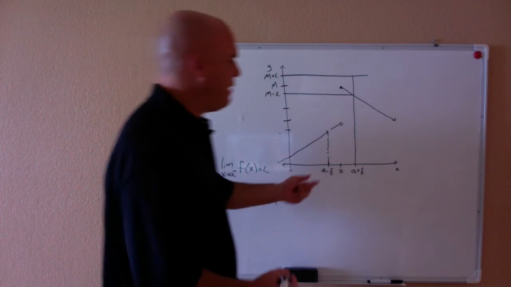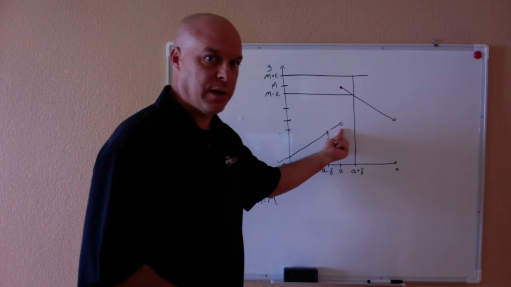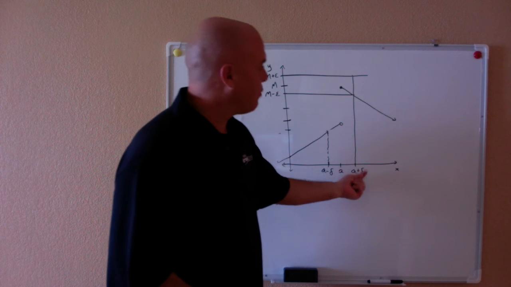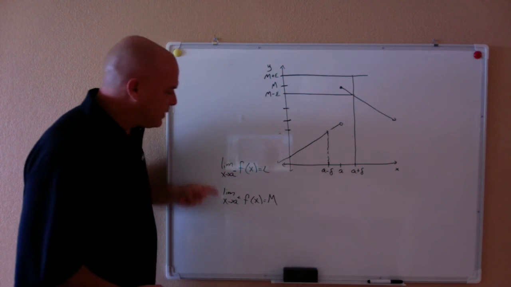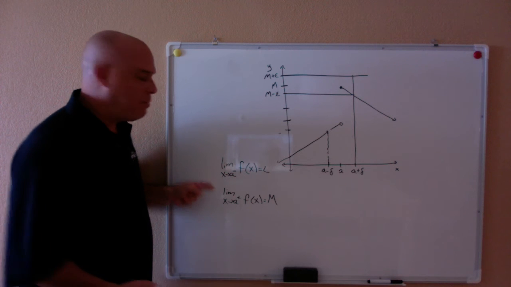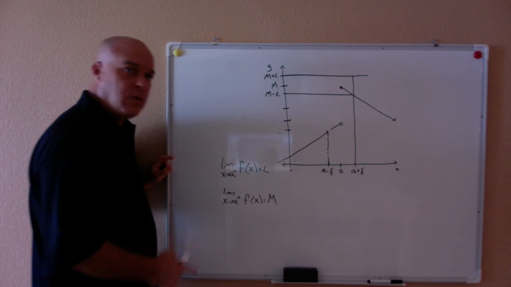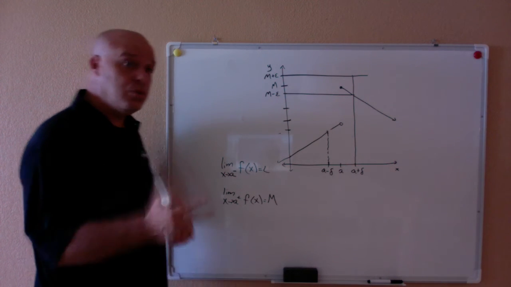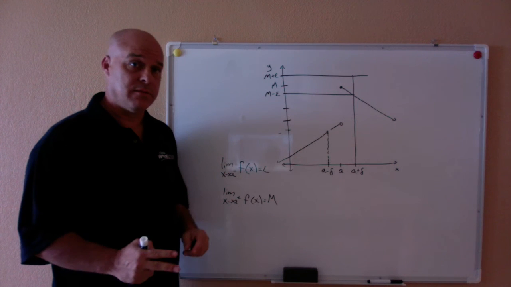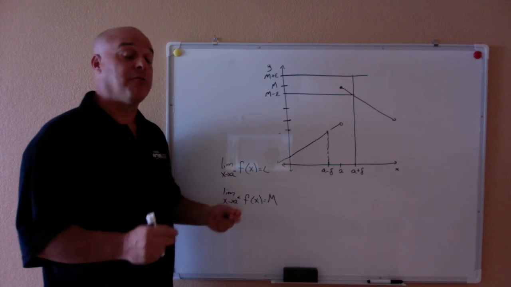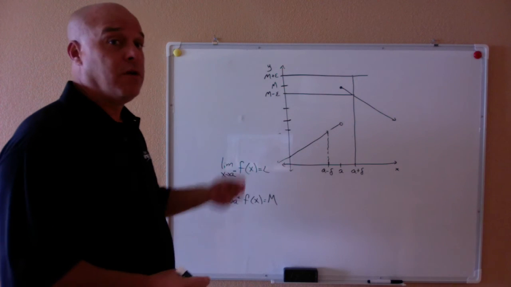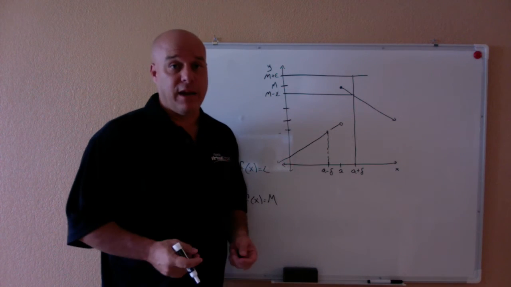So when I approached A from the left, I got close to this point. When I approached A from the right, I got close to this point. So the limit exists on either side, but because these limits are not equal to each other, the two-sided limit doesn't exist. Okay, in order for the two-sided limit to exist, we have to be approaching the same value from both the left and the right-hand side.